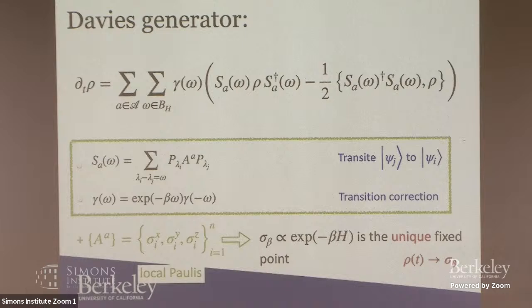In this talk, we focus on using the Davies generator to prepare the low temperature thermal state of the 2D toric code. In this Davies generator, S^A(omega) is a jump operator that helps us transition the eigenvector psi_j to psi_i, and gamma(omega) is a function that helps us correct the transition so that we satisfy the quantum detailed balance condition. Here we assume the set of coefficient operators to be the set of all local Paulis. This ensures that the thermal state is the unique fixed point of the Lindblad dynamics. Basically, when you let t go to infinity, my rho_t always converges to the thermal state. And the question is how fast it converges.